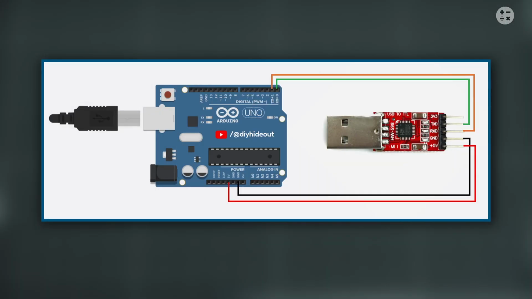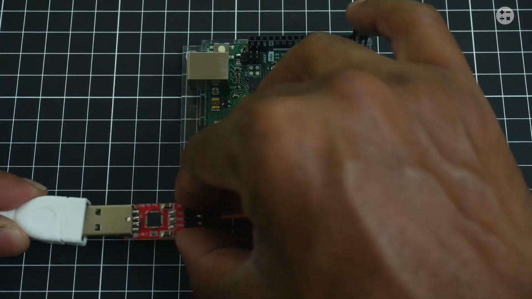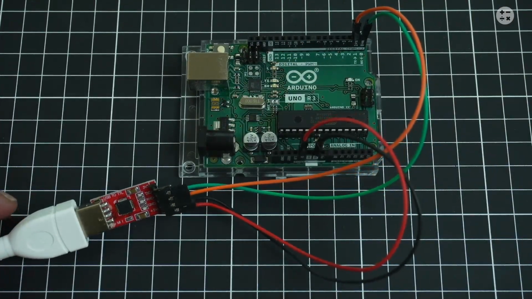Now, connect the circuit according to this circuit diagram. Once your connections are complete, plug the USB to TTL module into your PC using the USB cable.